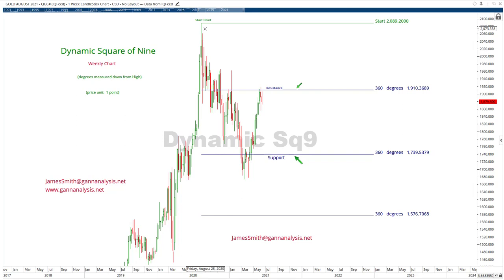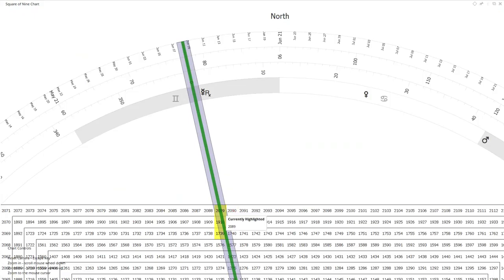So here's the thing. With 28.9, if we place the cursor, you can do something with the square of 9 that's kind of interesting. You can line up on a specific high or low, and in this case our start point is the high, which is 28.9, which I just showed you. 360 degrees down in price, or in on the square of 9, would be 1910. And I just showed you that. 28.9 was the high, and if you do 360 degrees down, that's 1910 and change.